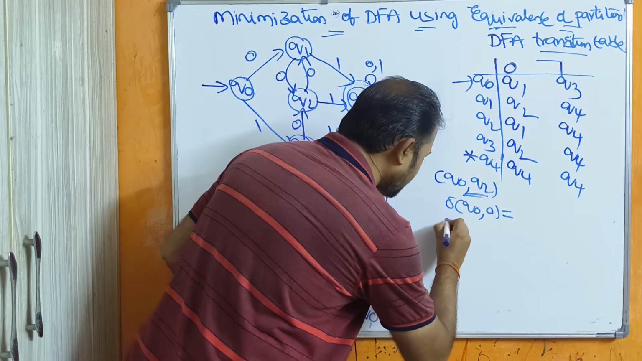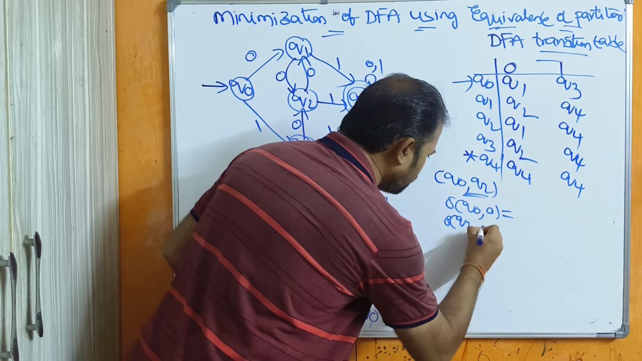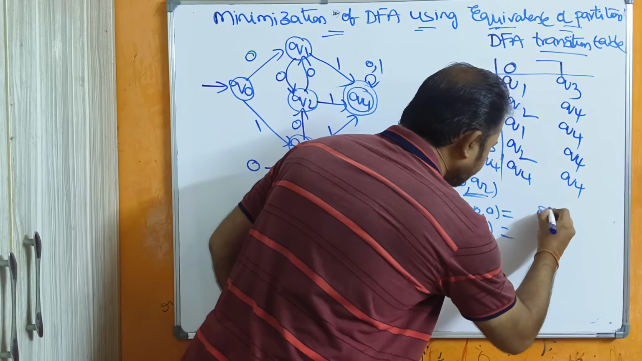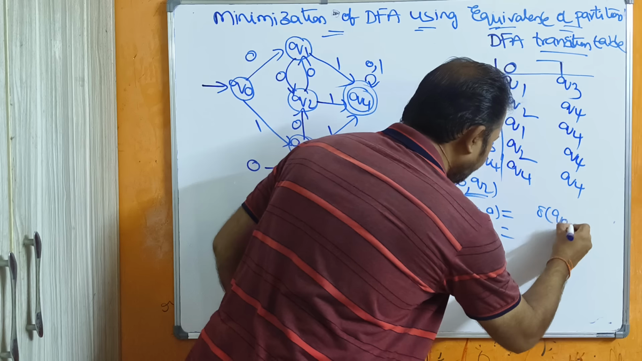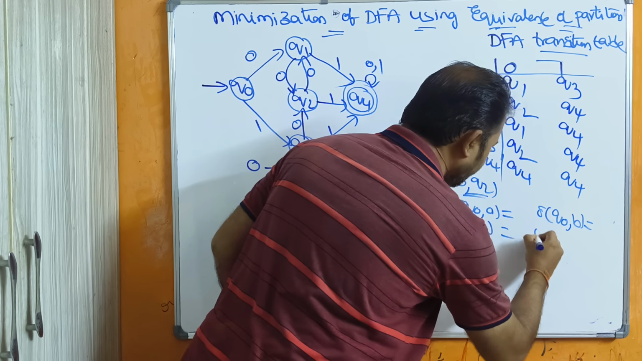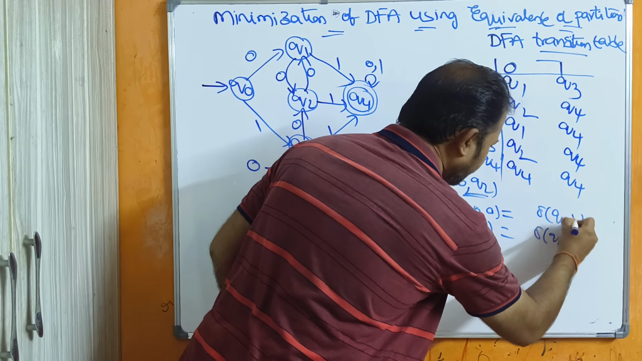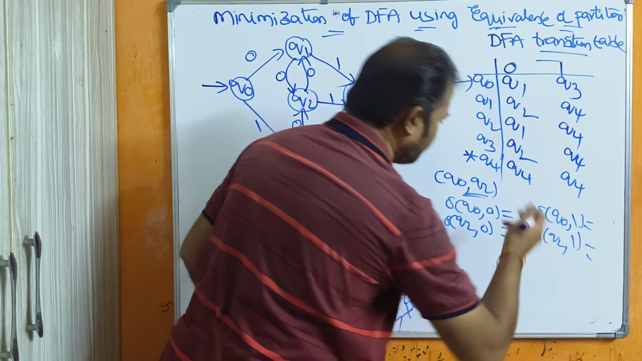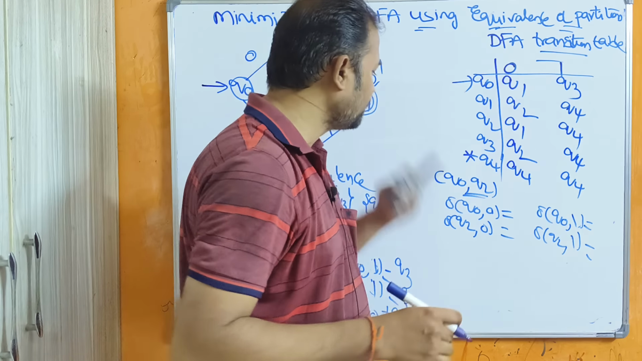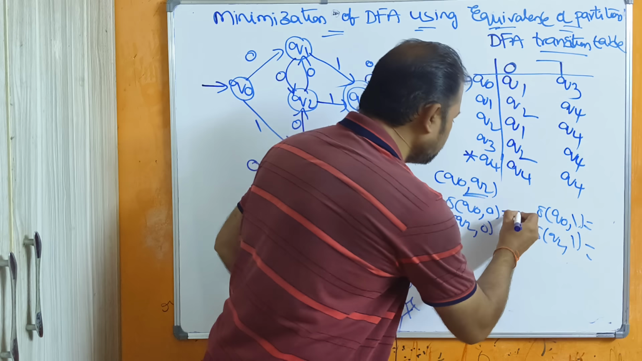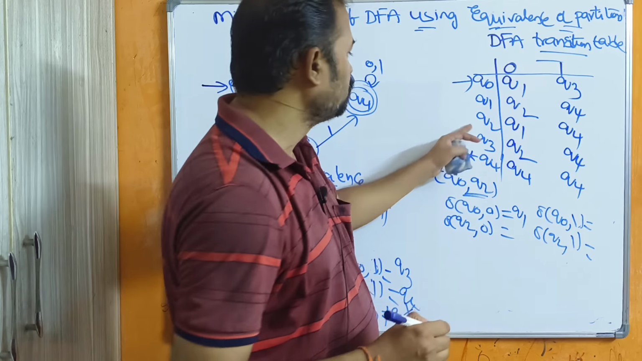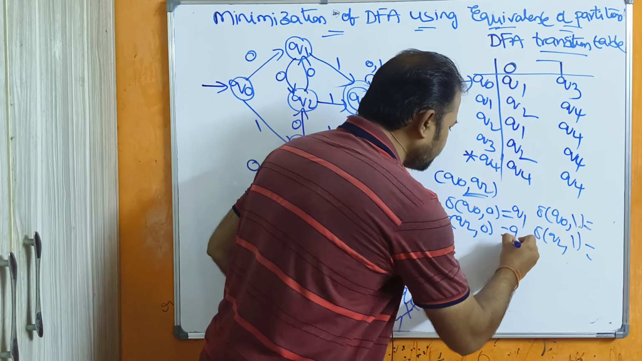Q0 comma 0, next delta of Q2 comma 0. Next, delta of Q0 comma B, next delta of Q2 comma B. In place of A, here we have 0 and 1. So Q0 comma 1, Q2 comma 1. So Q0 on 0, Q1; Q2 on 0, Q1.